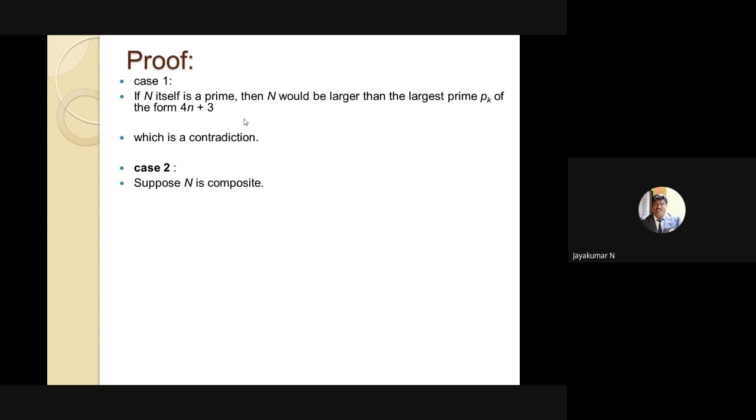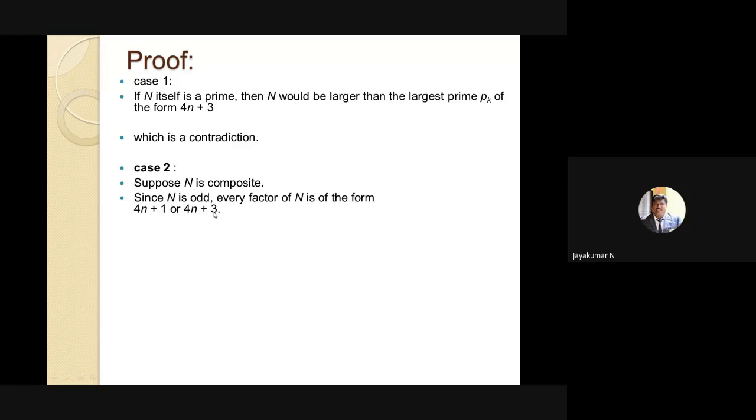If n is composite, since the form is 4n plus 3, clearly n is an odd number, because 4 times some number is even, and even plus 3 is odd. We know one theorem: every odd integer is of the form 4n plus 1 or 4n plus 3. We studied that in the topic of odd and even integers, and already proved it.